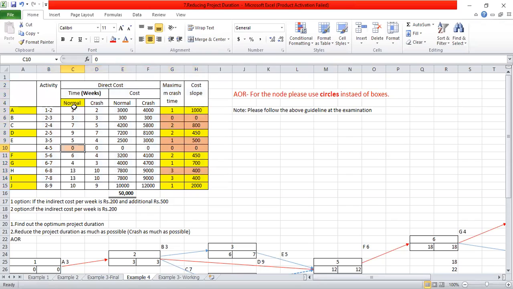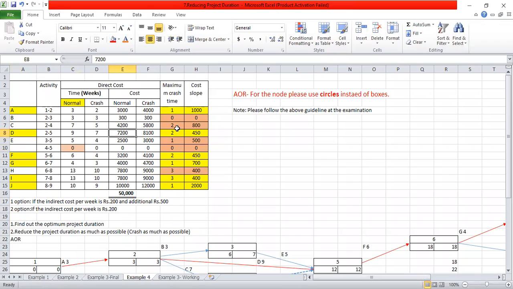So first of all you have to see the normal time. If the normal time is 0, that means that activity is not actually an activity, it becomes a dummy activity. If you have found any dummy activity, you are not required to assign any number or any letter here. So therefore I will not assign any number here, and I will assign letters for the other activities, right?